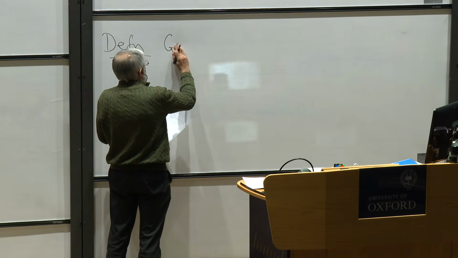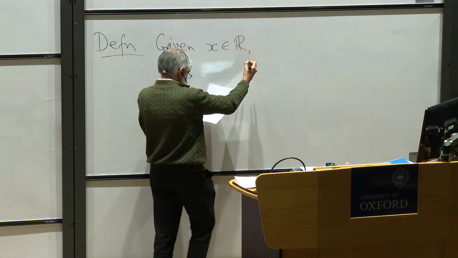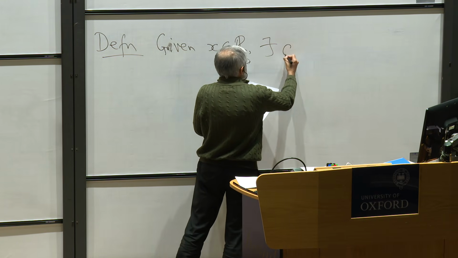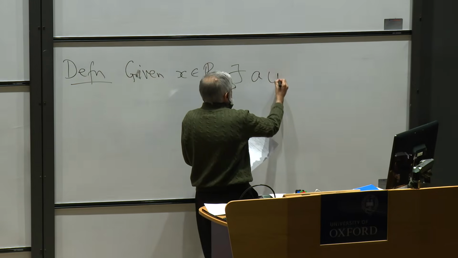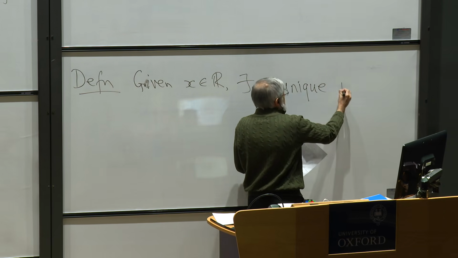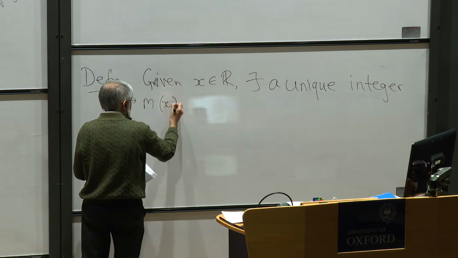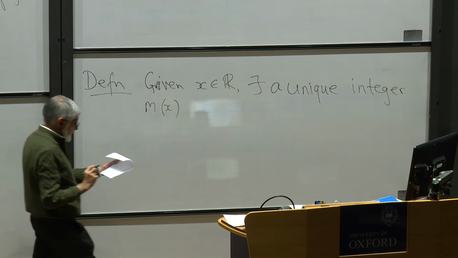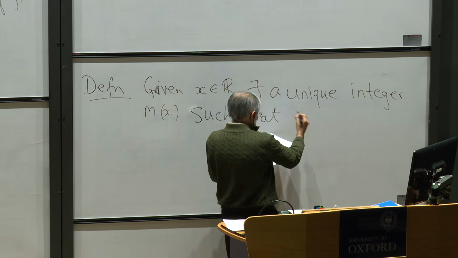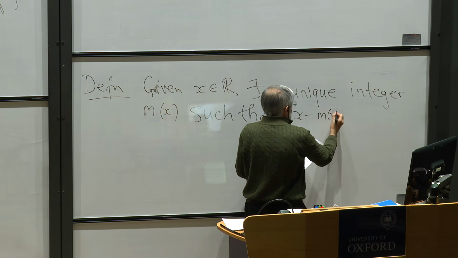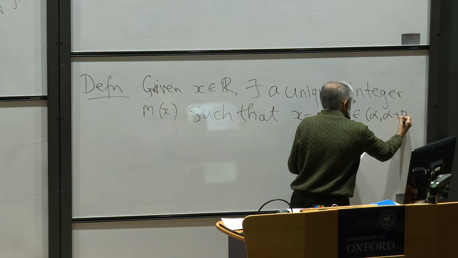So basically, given any x, an element of the real line, there exists, so we're thinking of this function here still, a unique integer m, which will depend on x, so you write it like that, such that x minus m of x p is an element of alpha, alpha plus p.